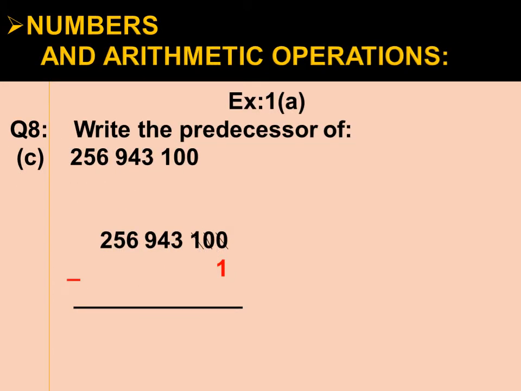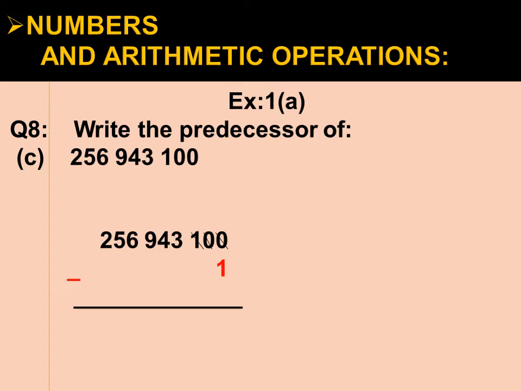Now in part C, we have again a large number having 9 digits. For finding the predecessor, we will just subtract 1. Now look at this number. Can we subtract 1 from 0? No, we cannot subtract 1 from 0. We will just borrow from the nearest digit, that is from 10th.